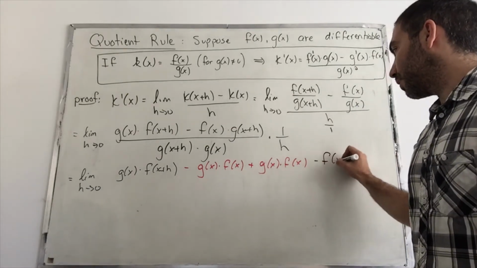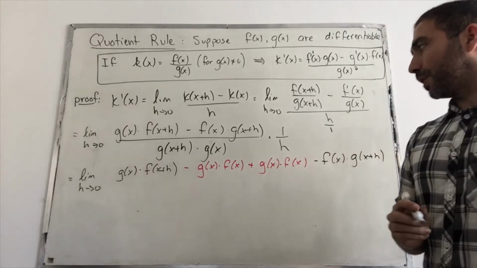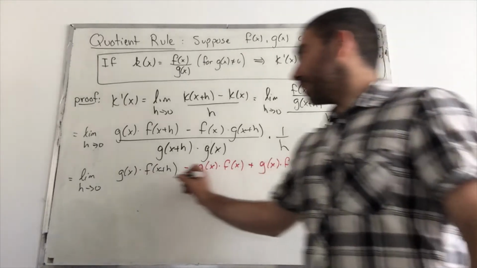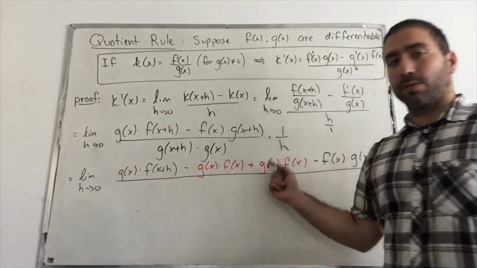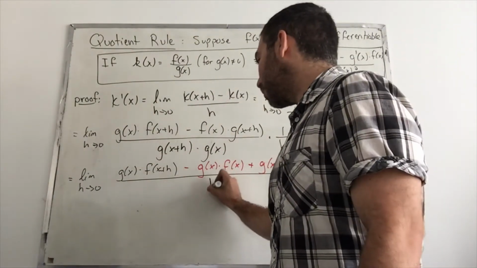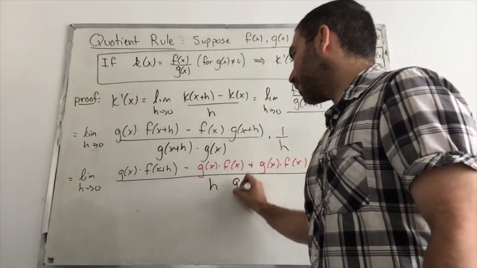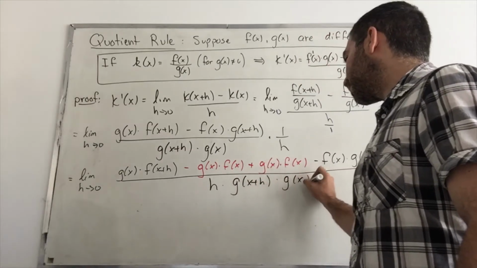Minus f of x times g of x plus h. Right. So everything in black is the same. The piece that's in red is the same number, opposite sign, so they would cancel. So it's a fancy way of adding 0. We're allowed to do this. There's no issues here. We have the h over here, then we have g of x plus h times g of x. Okay.